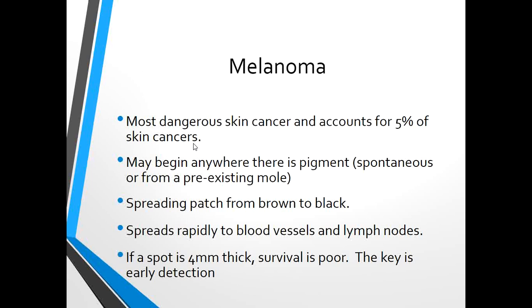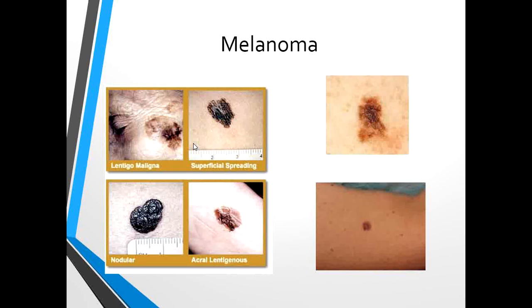And then it gets to the blood vessels and eventually the lymph nodes, and then it has access to anywhere in the body. If an individual has a melanoma that's 4 millimeters thick, survival is very poor for that person. So the key to surviving melanoma is early detection and early removal.